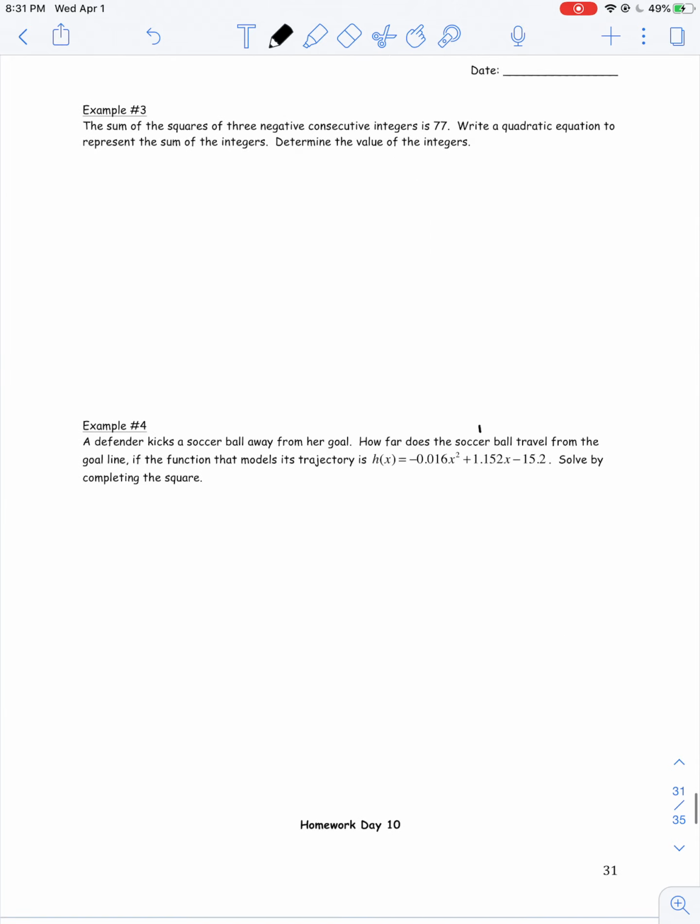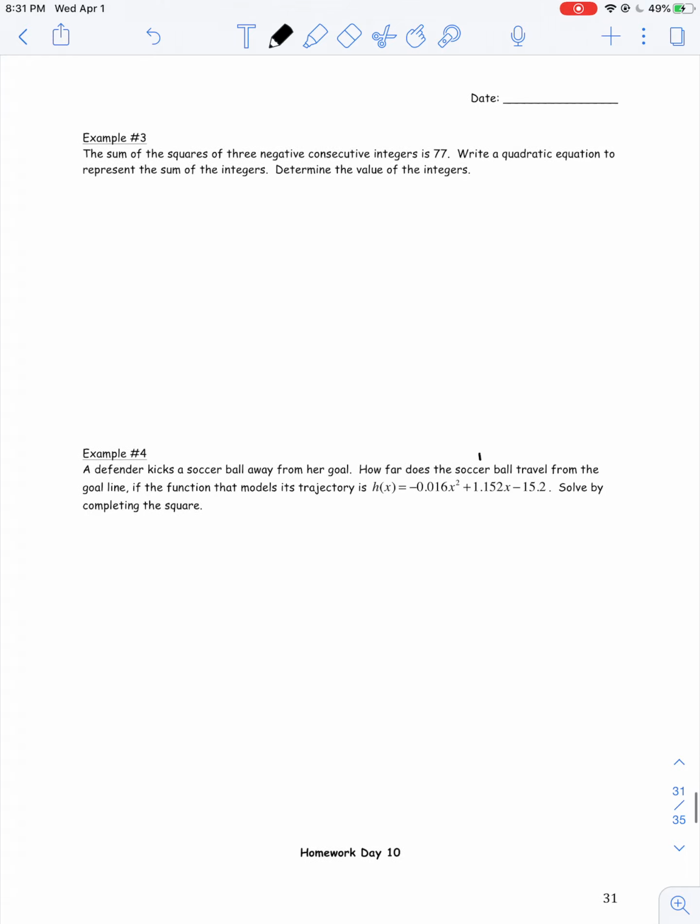Example number 3, the sum of the squares of 3 negative consecutive integers. So the key words are we want negative consecutive integers. So we want 3 of them. So we're going to have x. The next integer would be x plus 1. That would be consecutive. And then x plus 2 would be the third consecutive integer. So this would be the first one. This would be your second. And this would be your third.